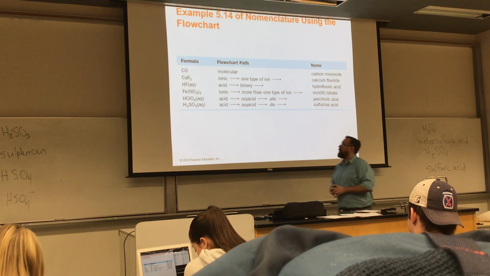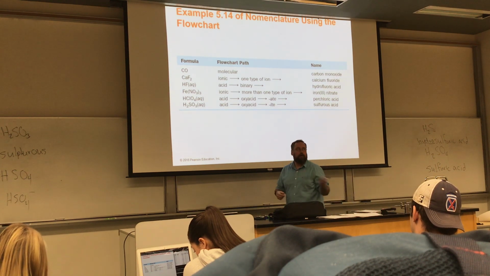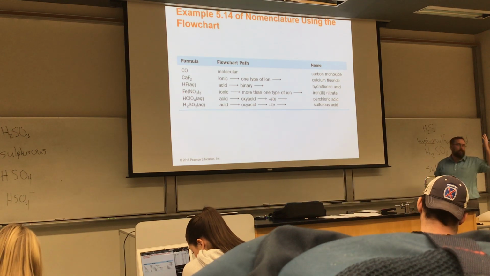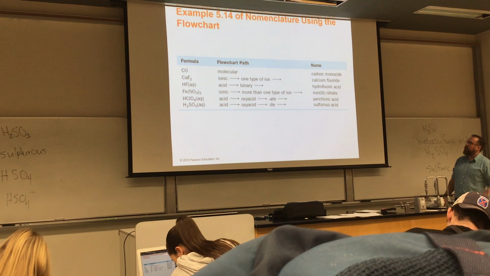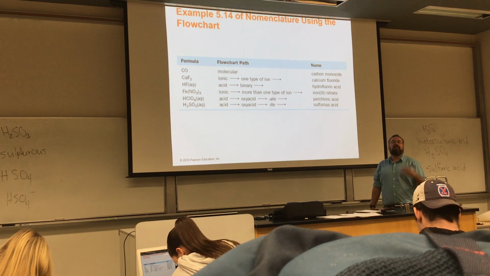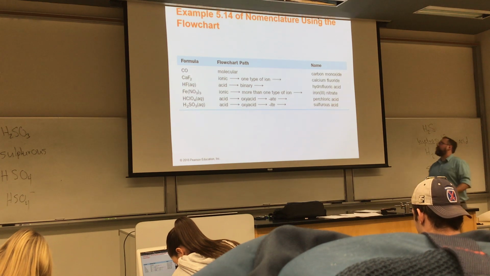And then our last one, H2SO3, we just did it over there. We notice that it's an acid because all the positive charges go to hydrogen. Acid goes to an oxyacid. It has an ite ending, so it's sulfurous acid.